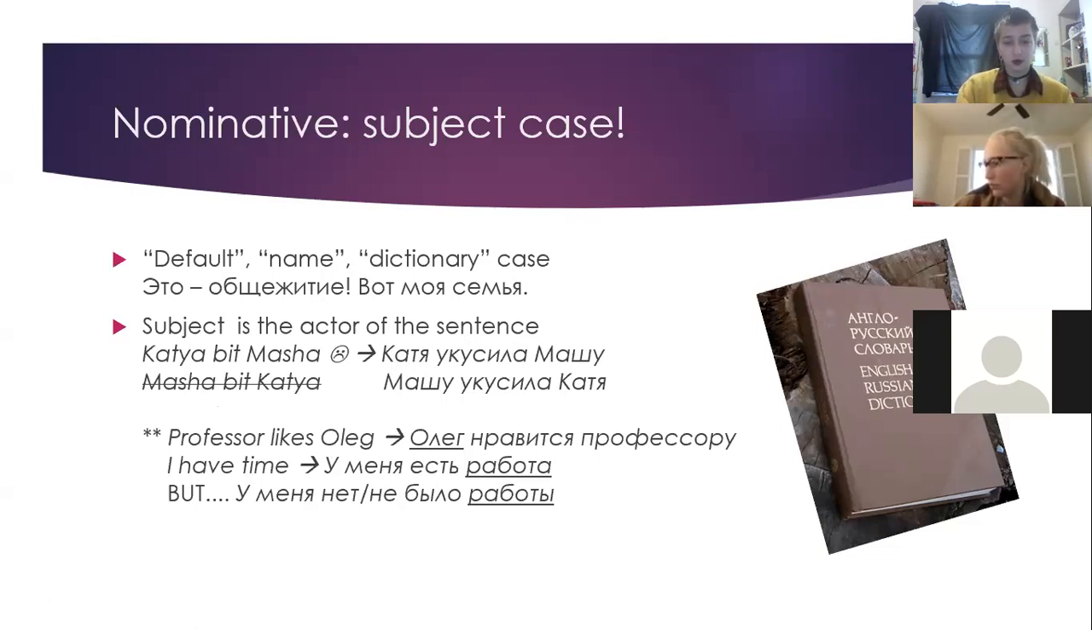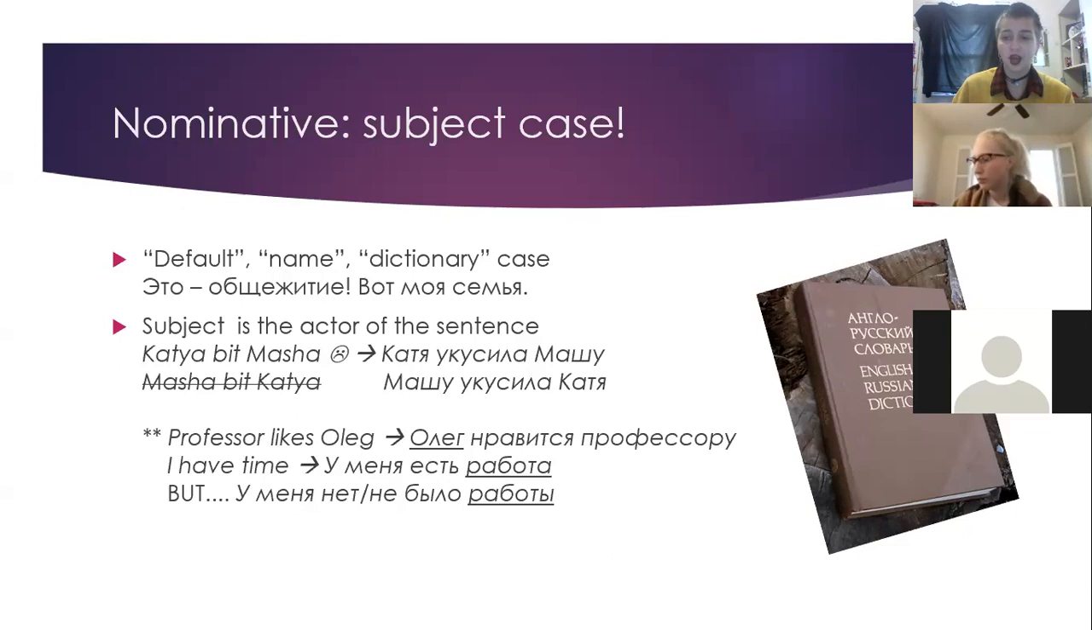This is super straightforward, but it can sometimes be less so. Take these examples with two asterisks. Professor likes Oleg. In English, professor would be the subject. He is the actor of liking. He is the person who is actively enjoying this wonderful person, Oleg.